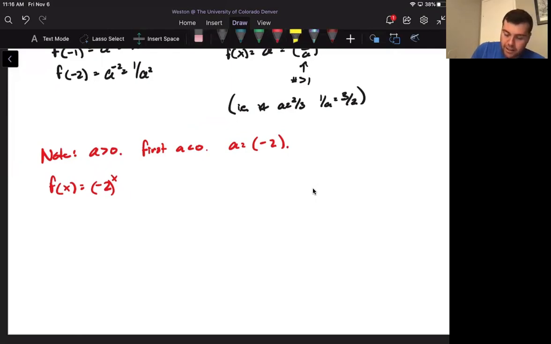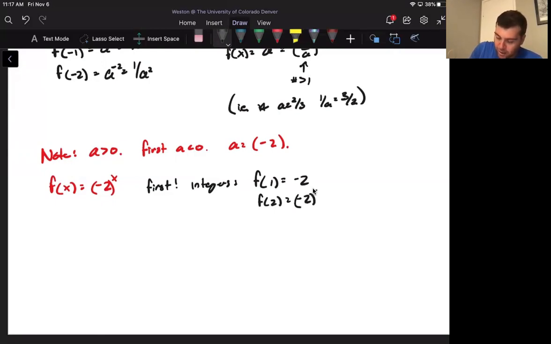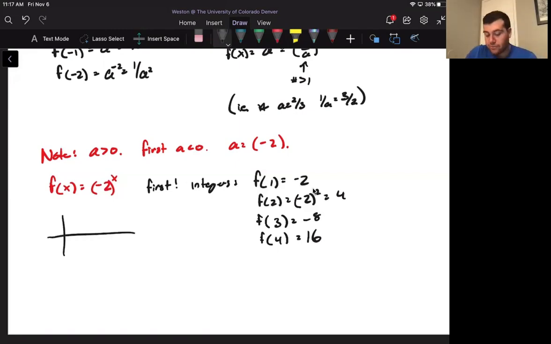So first, let's note what's happening if we're just plugging in integers. Let's say we do f of 1. That's pretty easy. That's going to get us -2 back. F of 2 is going to give us -2 squared, which is 4. So we just shifted from negative to positive. F of 3 is -8. F of 4 is 16. So when we're just graphing this, we're bouncing back and forth across integers. So that's pretty crazy behavior already.